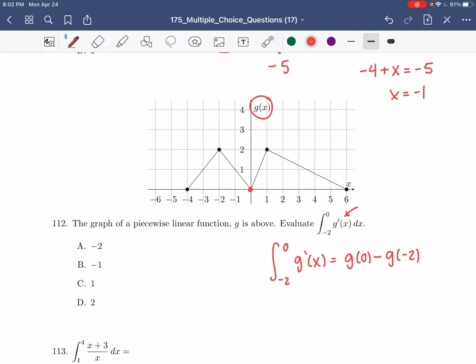And I'm just going to find these from the graph because it's just the y values. So g of 0 is just 0. g of -2 is 2. These come from the y values. So our answer here is -2, or A.